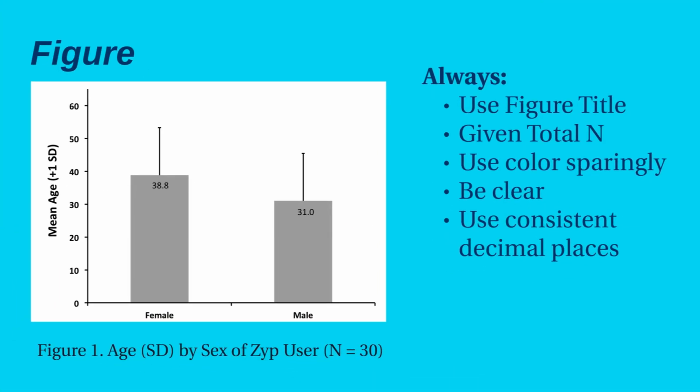If you wanted to use a figure, figure titles go below the figure. This is a relatively simple figure showing the mean age by group with a bar to represent the age, and then a 1 standard deviation error bar. Give the total N, use color sparingly, so only if it's purposeful. Make sure to be clear, and again, use consistent decimal places.